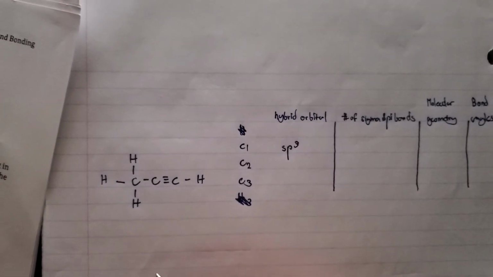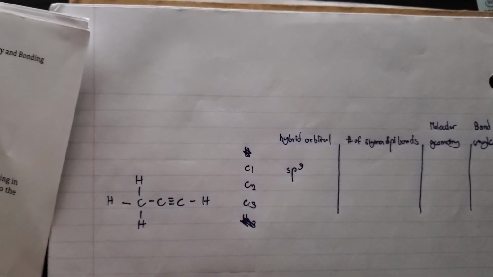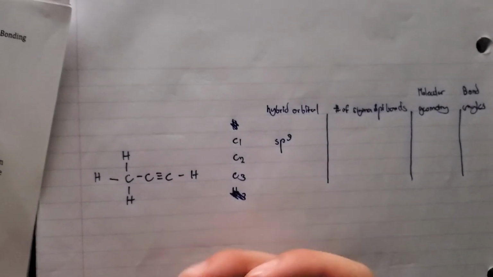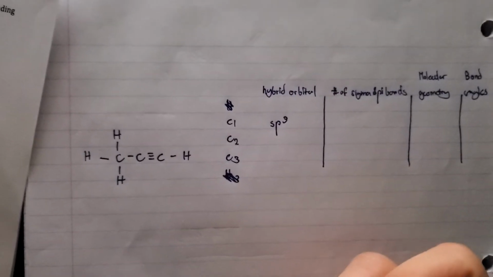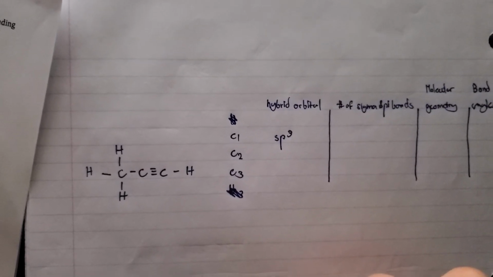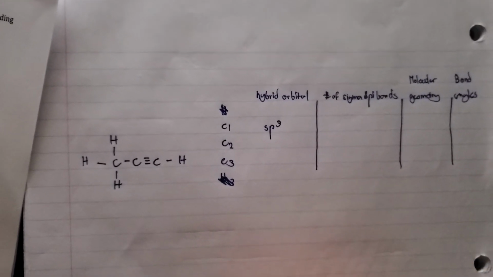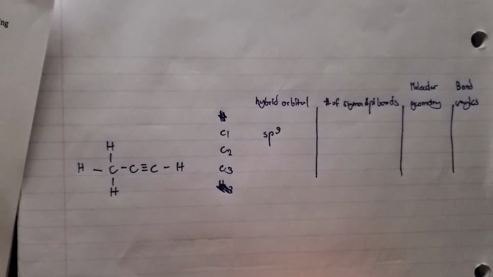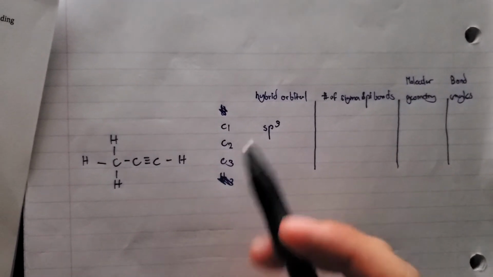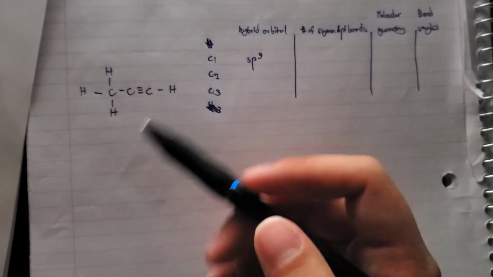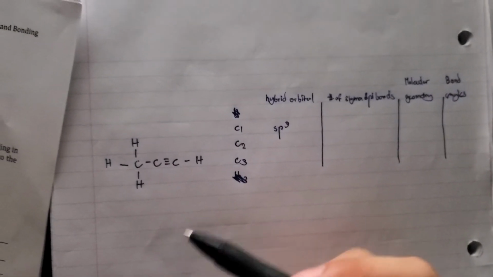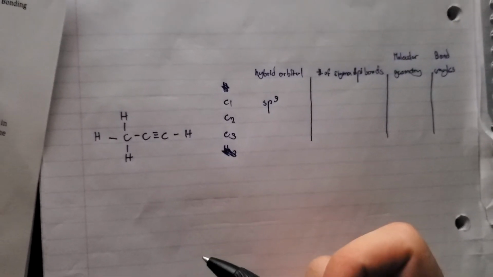Keep in mind that as the number of electron domains increases: if it has two electron domains, it has a hybridization of sp. If it has three, it has a hybridization of sp2, and if it has four, it has a hybridization of sp3, which is the example we use. For number five, it turns into sp3d, and so on and so forth.